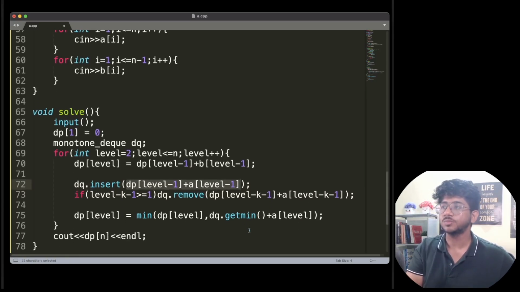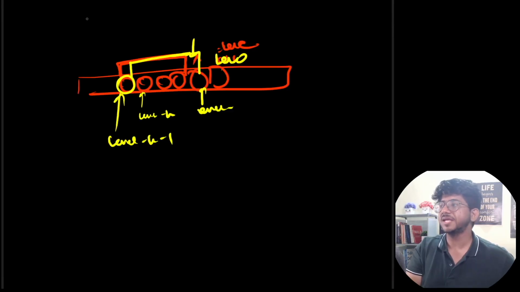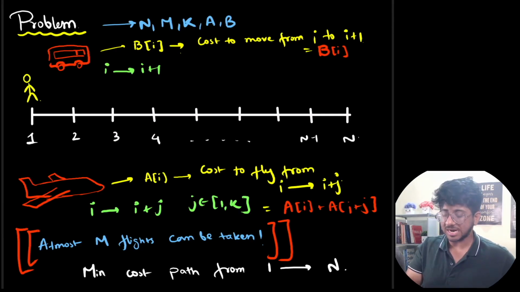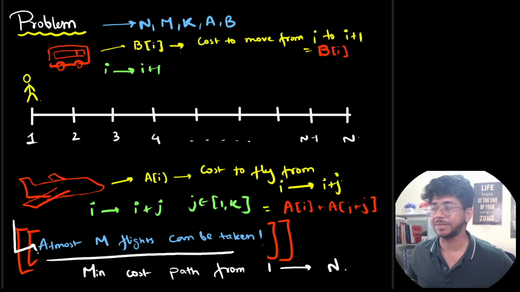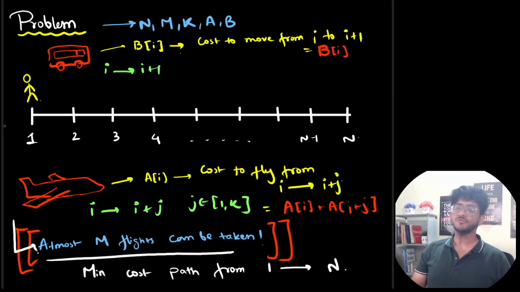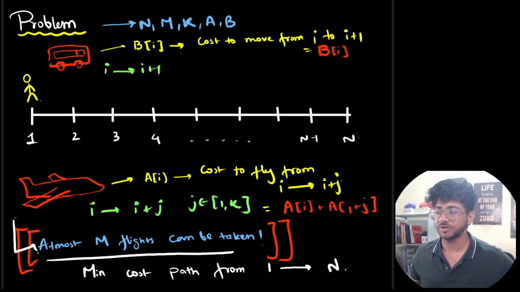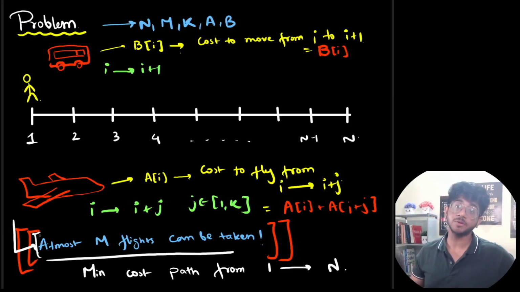Now we're going to make the problem a bit more complicated. We just add one simple line: what if at most m different flights can be taken? What if m flights can be taken? So we have a restriction on the number of flights that we can take now. How do we model this?